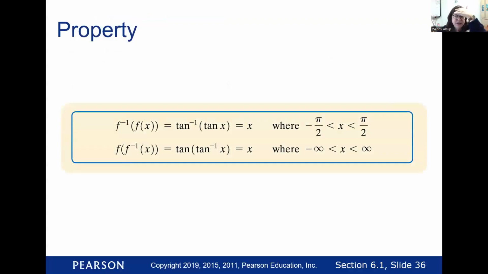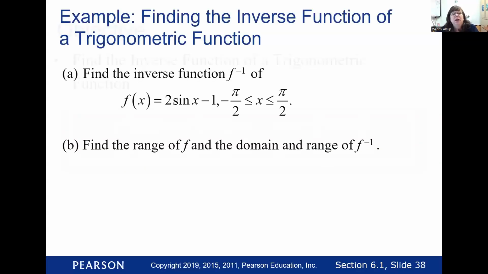Just like the others, you can inverse. The inverses undo each other. That's the bottom line. Oh, okay. Well, this one's a little bit more complicated. So we're going to find the inverse here of 2 sine x minus 1. Same domain originally. So that'll become our range of our original one, or our new one.